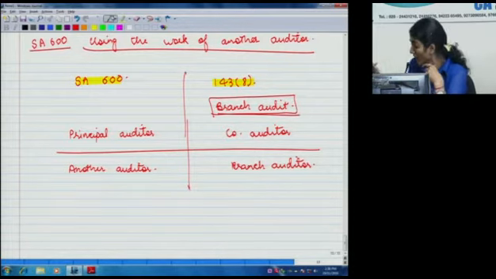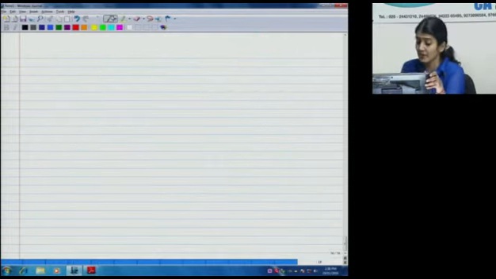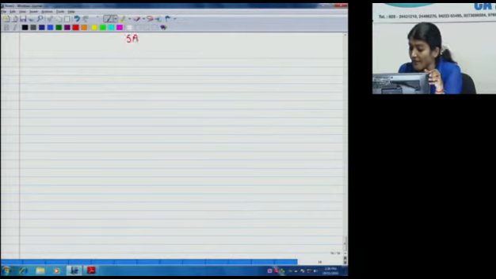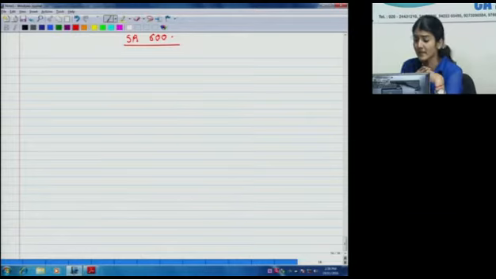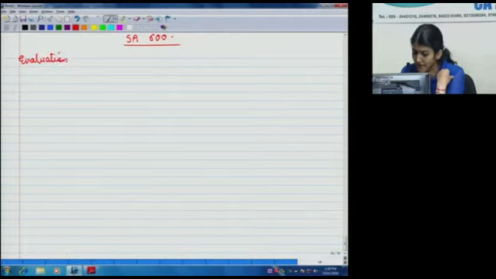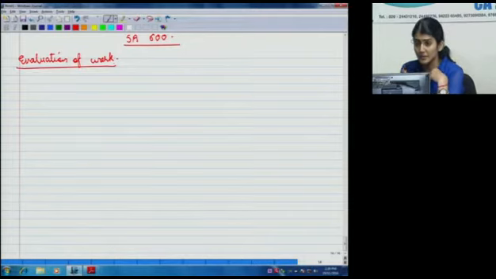So obviously the first thing I am going to discuss with you in SE 600 is the evaluation of the work. Who has to follow the standard, principal auditor or other auditor? The principal auditor, who is using the work of the other auditor. So the first thing I am going to talk about in this standard is the evaluation of the work of the branch auditor, the evaluation of the work of the another auditor.